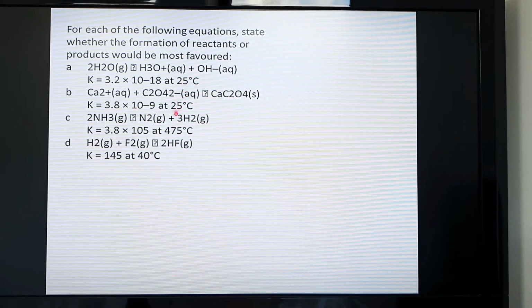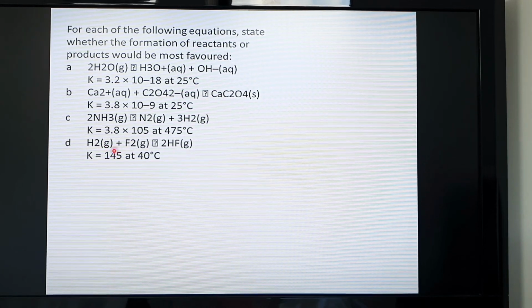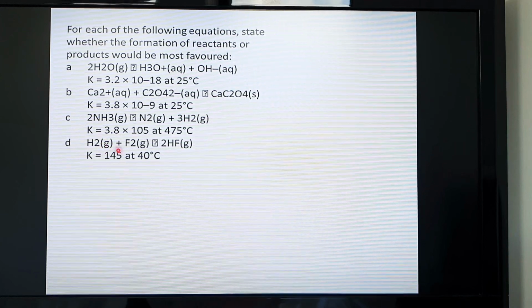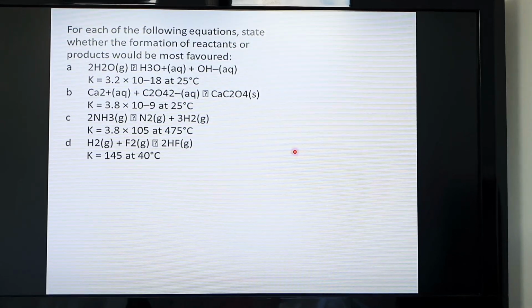And D, with the K value of 145 at 40 degrees Celsius. Notice that each of these has a temperature next to it, because the moment we change the temperature, we also change the position of the equilibrium. So K being 145 means that neither the forward nor the backward reaction is favored. Okay, and that's pretty much all I need you to do for today.